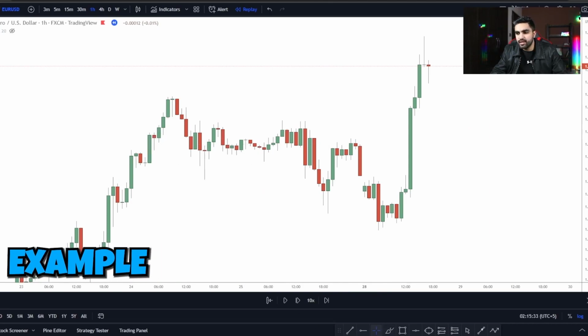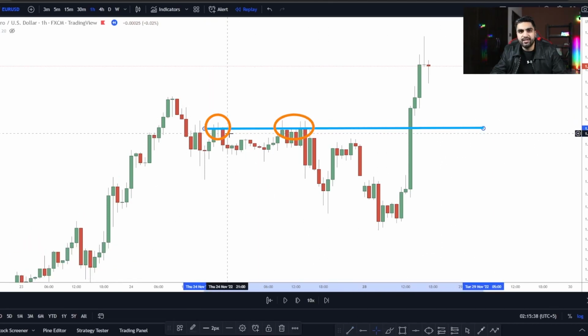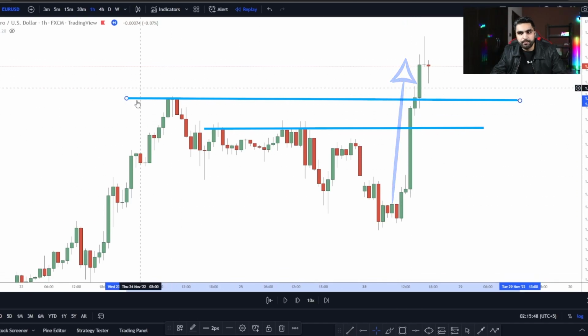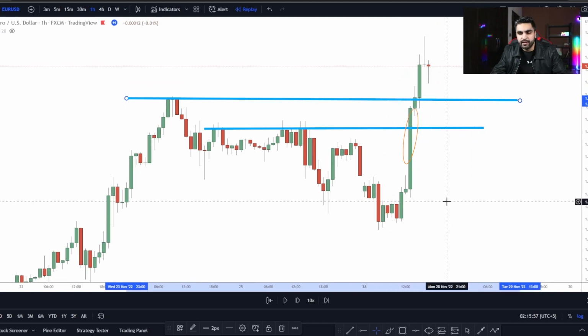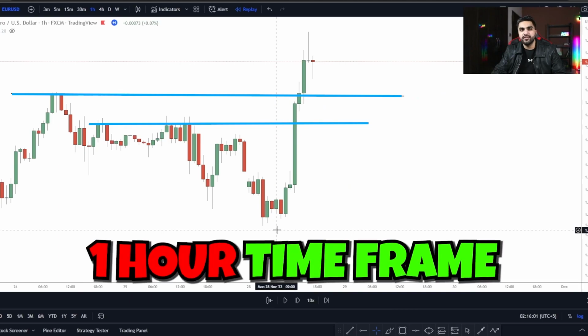So here in this example, you can see that you have a strong resistance level. The market respected this resistance level several times. You also have a resistance level right here. And when the buyers made a strong movement to the upside, they broke the previous resistance. Now look at the momentum inside the buyers' movement. That's the momentum that we always need, and it must happen on the 1 hour time frame.